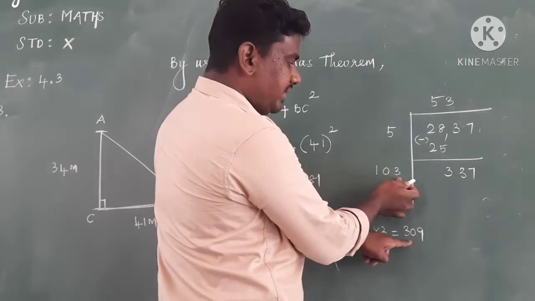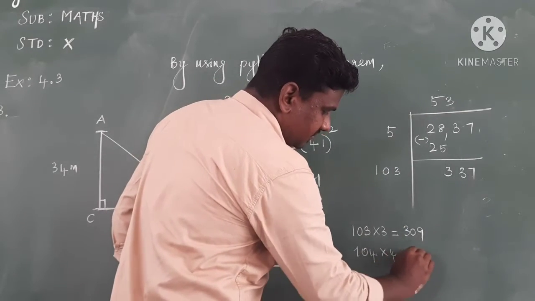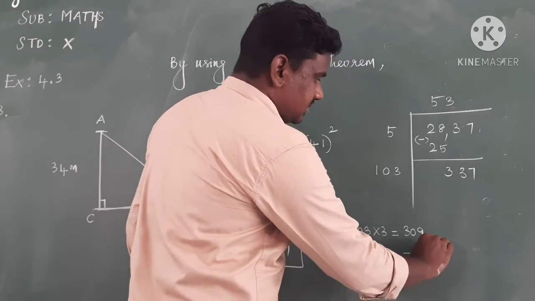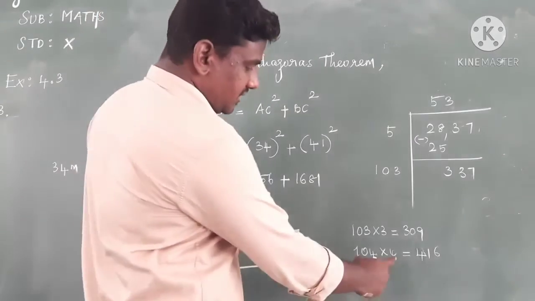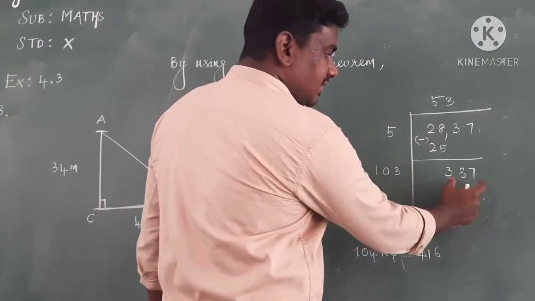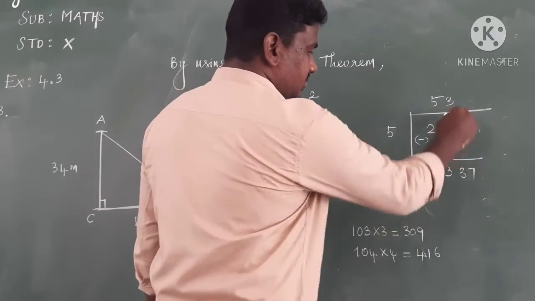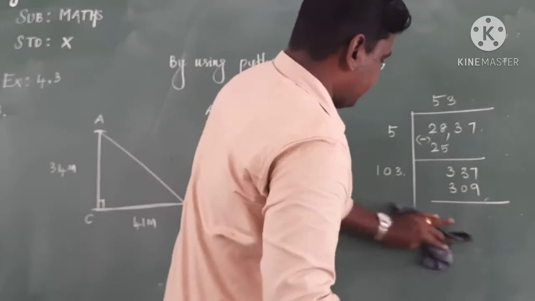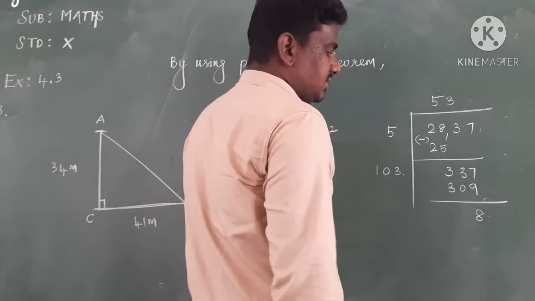If you assign 4, then 104 into 4. 4 4s are 16, so it is 416, which is greater than the number 337. So we consider 3. 103 into 3 equal to 309. Okay. So 37 minus 9 is equal to 28.